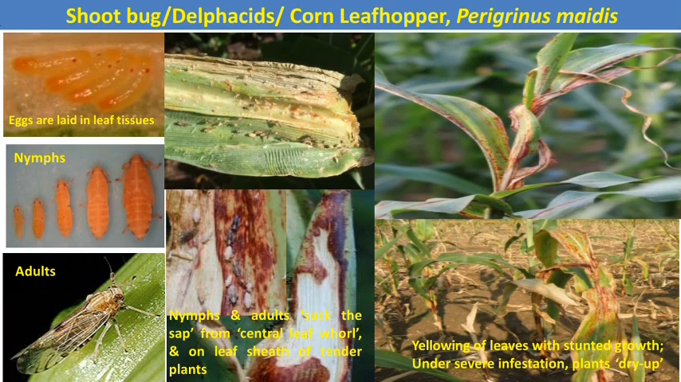Both nymphs and adults congregate on the lower surface of the leaves and suck the cell sap from the central leaf whorl and leaf sheath on tender plants. As a result of feeding, in case of severe infestation, yellowing of the leaves with stunted growth occurs, and under severe infestation the plant dries up completely. Besides feeding, this pest also excretes a honeydew-like substance which develops black sooty mold on the plant parts and affects the photosynthetic rate. Photosynthesis is reduced, and the yield is indirectly reduced.